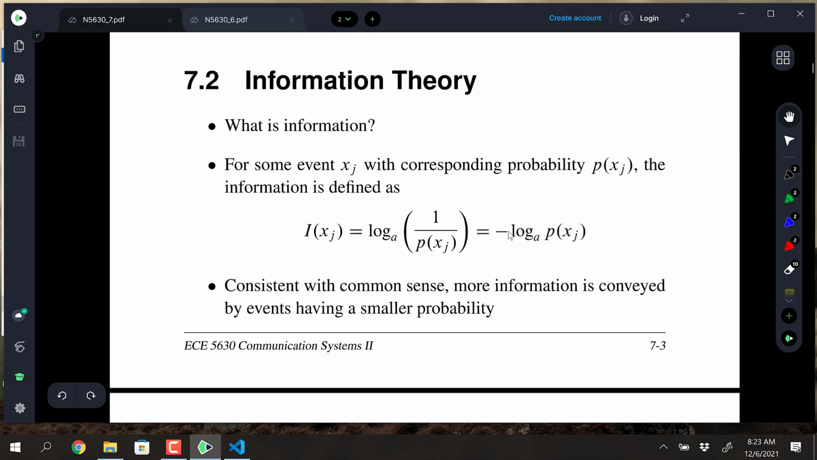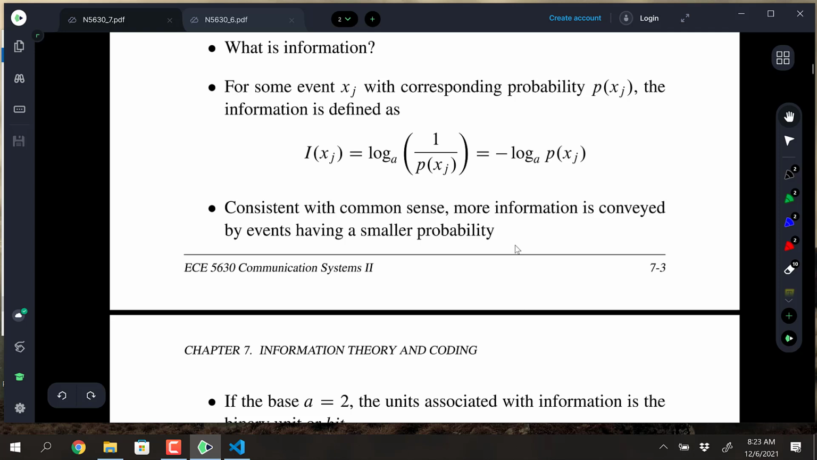So, information in the context of electrical communication. If we have some event, x sub j, and it has a corresponding probability, p of x sub j, the information associated with that event is log base a of 1 over the probability, which then becomes minus log base a of the probability. That's the amount of information conveyed by that event. It just tells you that events with smaller probability have more information.